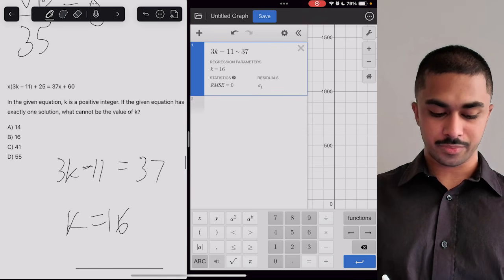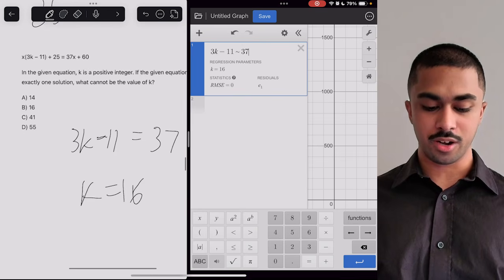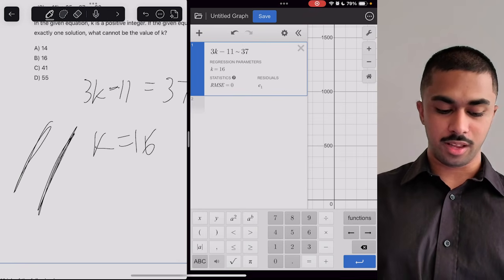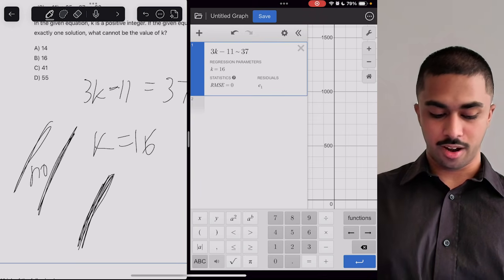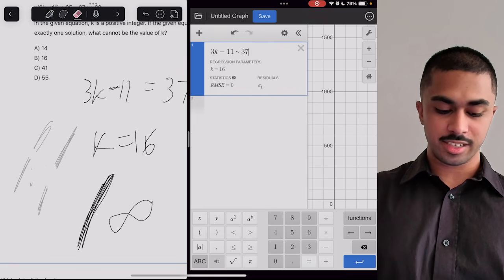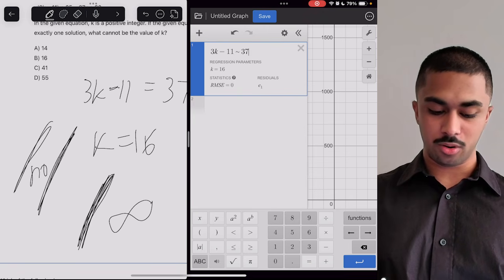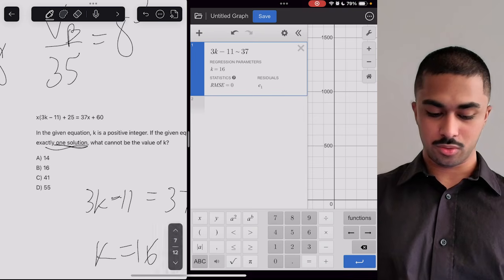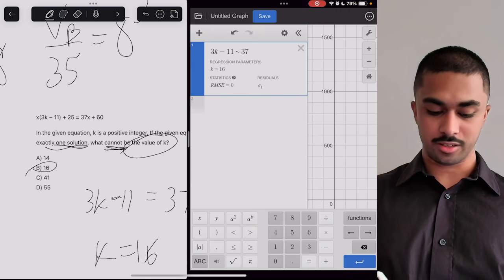And if you think about it, the reason why we're setting these slopes equal to each other in the first place is because when two lines have the same slope, they're either parallel, which means they have no solutions, or they are the same line and they have infinitely many solutions. So if k is 16, these two lines are either parallel or have infinitely many solutions, and they're not one solution. This is what cannot be the value of k. The answer is what we got.